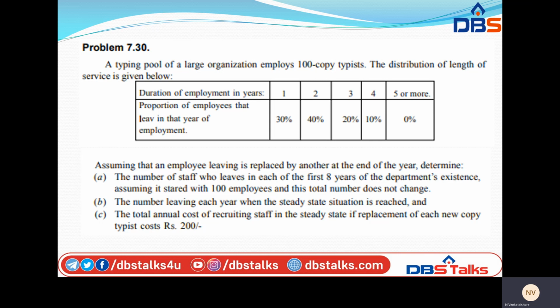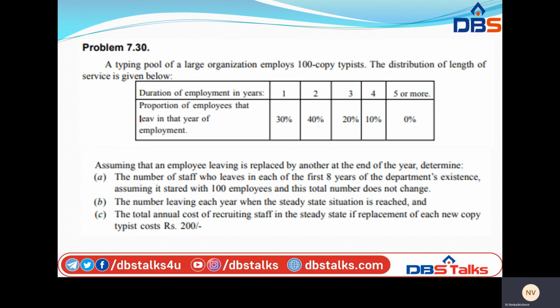See here now, a typing pool of a large organization employs 100 copy typists. So an organization is having 100 copy typists. The distribution of length of service is given. It is the duration of employment in years, that is 1, 2, 3, 4, 5 or more. And the proportion of employees that leave in that year of employment is 30%, 40, 20, 10, 0.